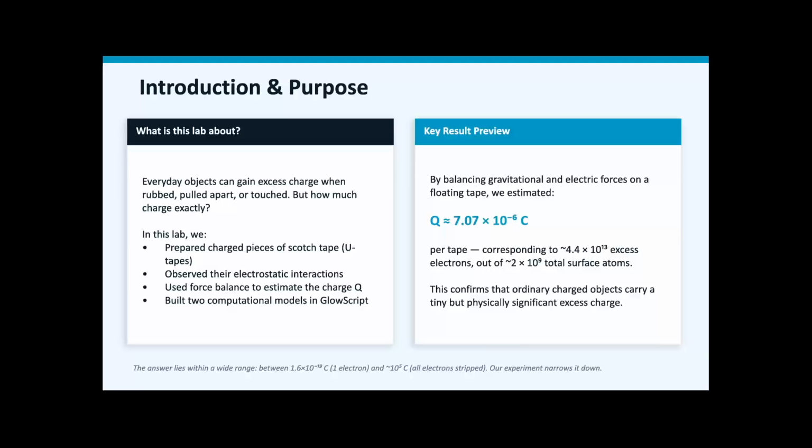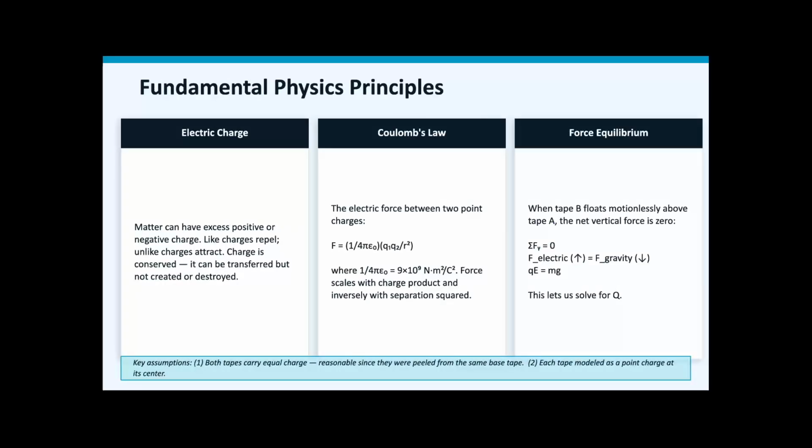Ordinary materials can pick up excess charge through contact or separation, a process called charge transfer, but how much charge? In principle, it's somewhere between 1 electron and roughly 10 to the 5th coulombs, an enormous range. By doing a simple floating tape experiment and building two computational models in GlowScript, we narrowed that down to a specific estimate, approximately 7.07 times 10 to the negative 6th coulombs per tape, and I'll show how exactly we got there.